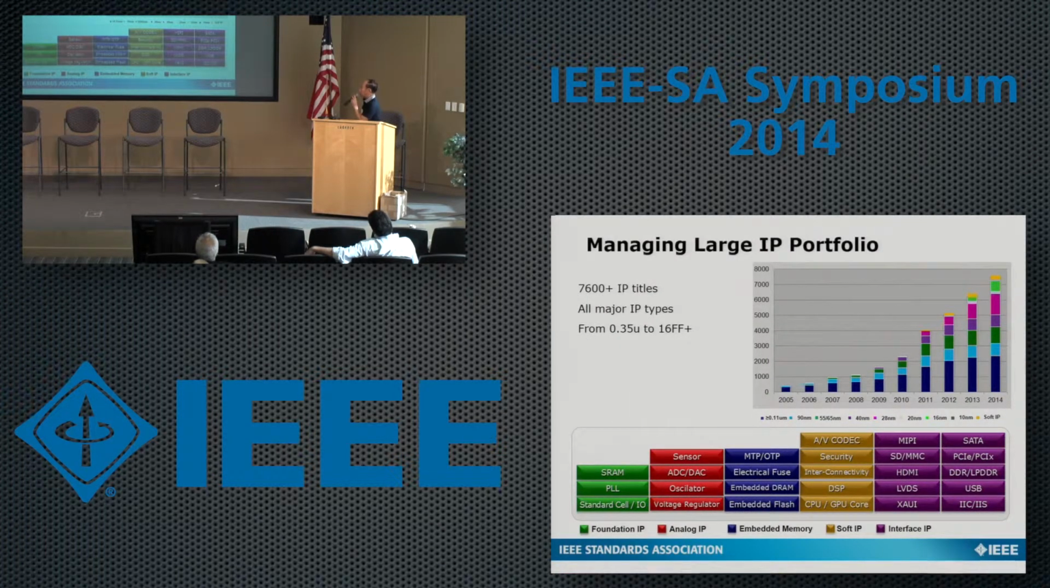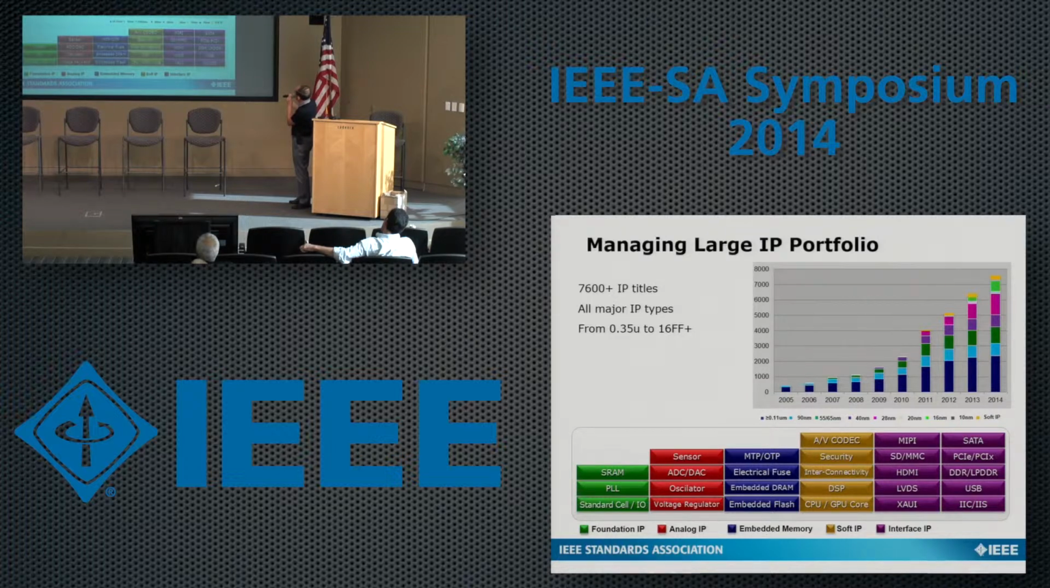The other thing is, over time we accumulate a lot of IPs. This is all the IP that we're managing today at TSMC, 76 IP titles. One standard cell library with 600 cells in it, we count as one title. This covers foundation IP, analog IP, embedded memory, software IP, and interface IP. There's quite a bit, and they cover 0.13, where we still have some, all the way to 16, which you see as a little sliver on top here, and then 10 nanometer.